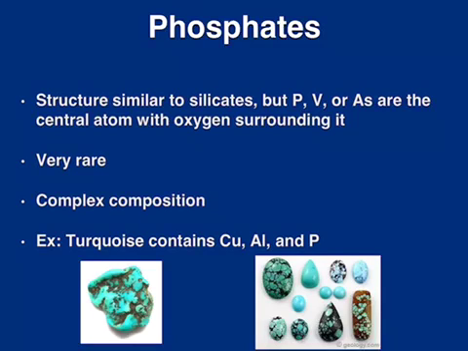Phosphates, they have a similar structure to silicates, but the central atom is either going to be phosphorus, vanadium, or arsenic. They're very, very rare, and they have a very complex composition. So an example would be the mineral turquoise. They contain copper, aluminum, and phosphorus. And turquoise will often get cut and polished into gemstones.